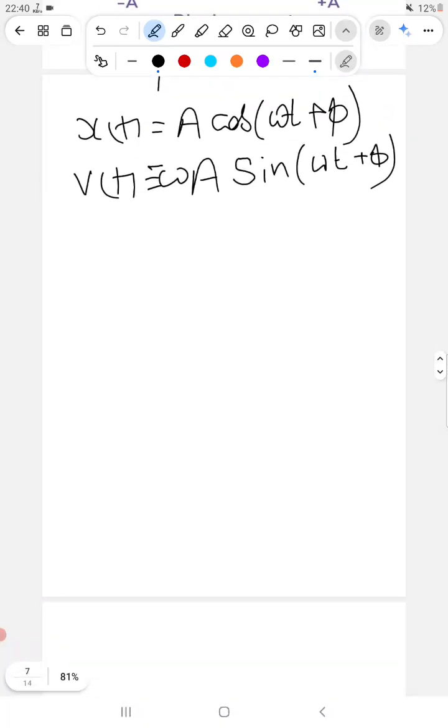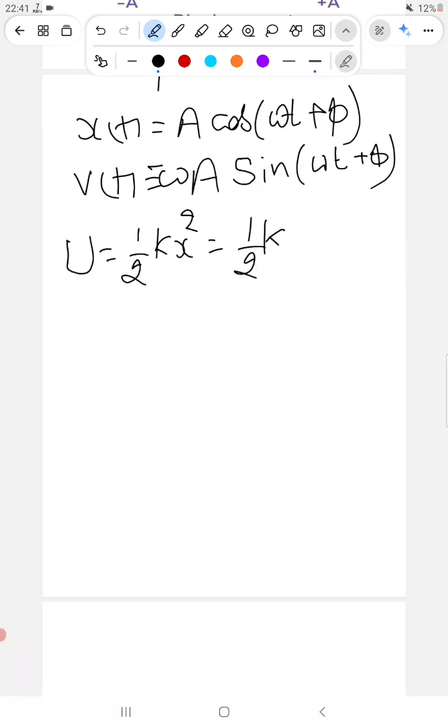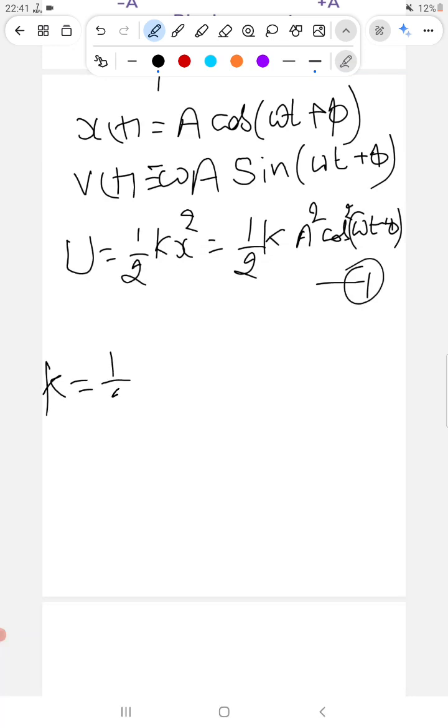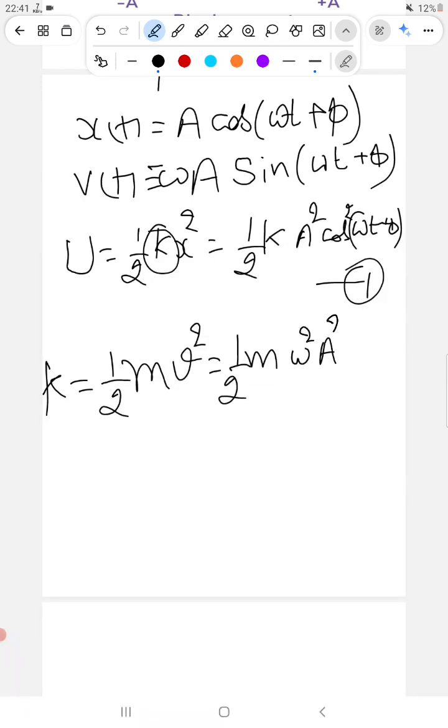Now the potential energy is given by half kx square. If you write half k as it is, k is constant, and x value is A cos(omega t plus phi), so it becomes half k A square cos square(omega t plus phi). Let me write here equation 1. Similarly, the kinetic energy for a body in SHM is half mv square. Half m stays as it is, and v is minus omega A sin(omega t plus phi). So minus minus comes out plus, giving half m omega square A square sin square(omega t plus phi).